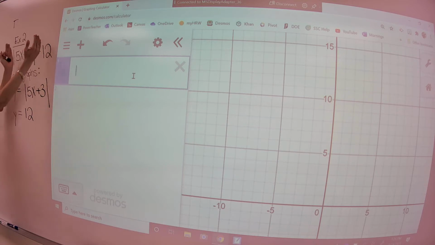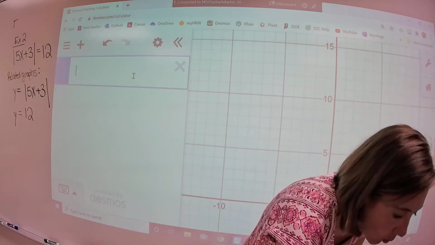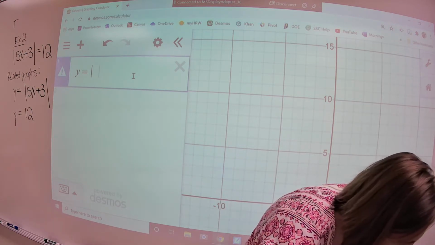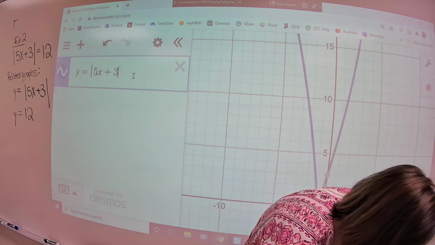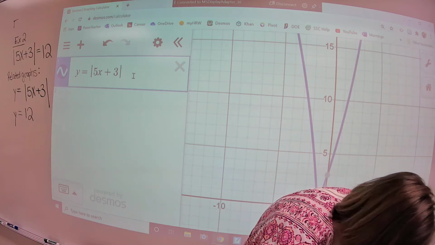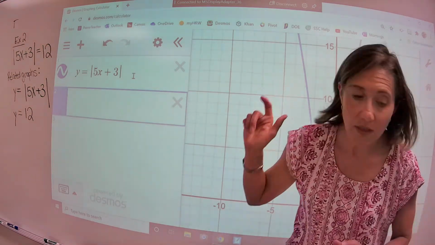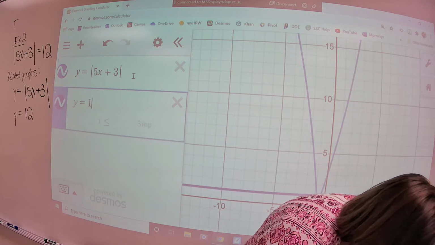This could be a function, and this could be a function, and we want them to match. That's basically what we're saying here. So I'm going to type this into Desmos. Y equals absolute value, remember it's there above your enter sign, 5x plus 3, and close my absolute value sign. And I want to know when that comes out to be 12. So I want to know when that value equals y equals 12.